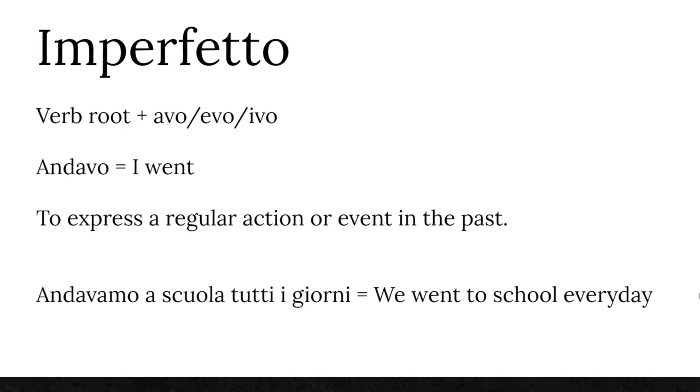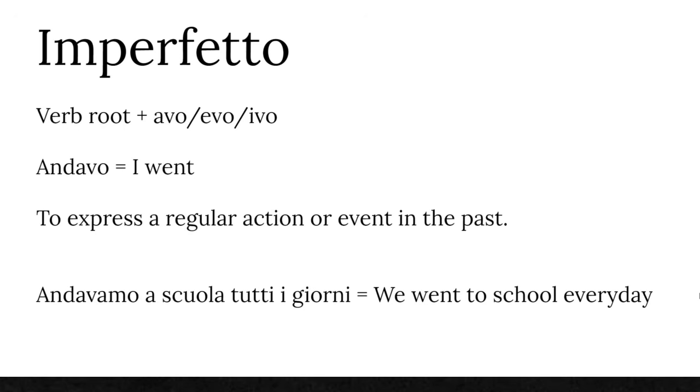For example, I went or I have gone, andavo. Then, of course, in this case, you will need to conjugate the verb using the endings of the present. I know it might seem difficult now, but we're gonna see an example right away. So we use the imperfetto to express a regular action or event in the past. So there is this idea of repetition of something in the past. This is the basic idea, the core idea of the imperfetto. Example, we went to school every day. That was a repetition. You did that every day. So we need to use the imperfetto. Andavamo a scuola tutti i giorni.